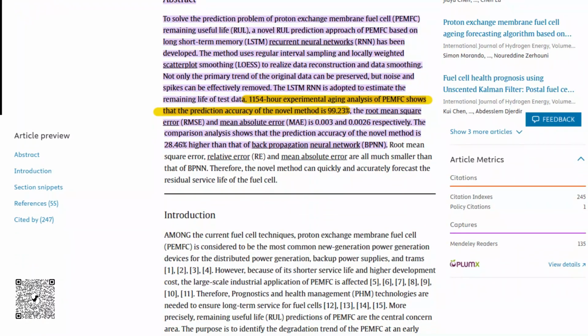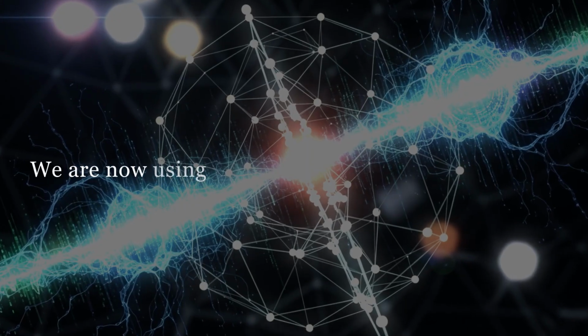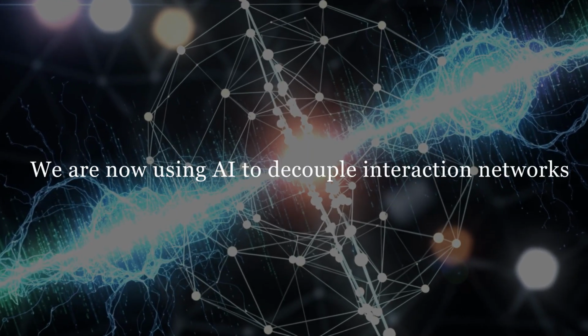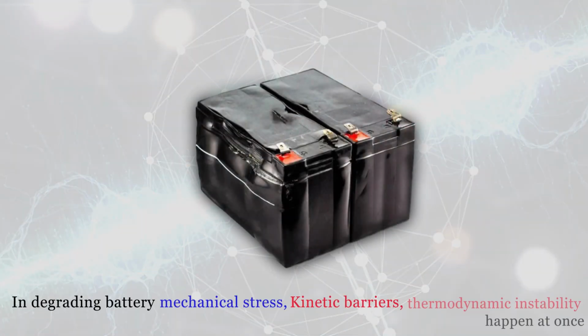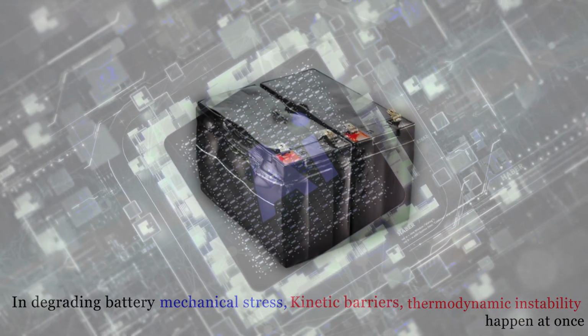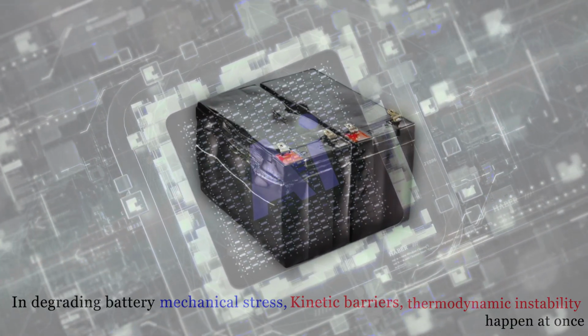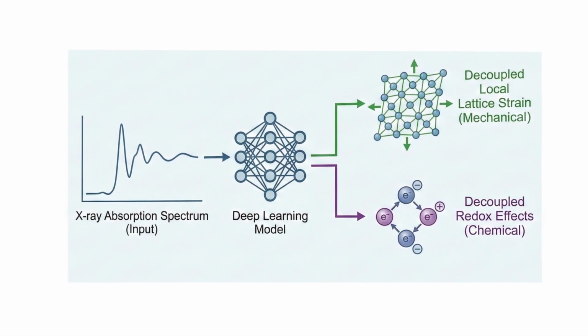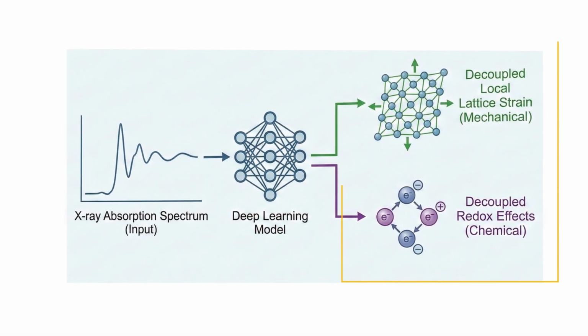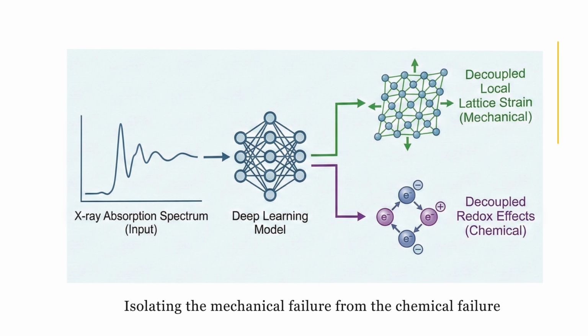But we're going deeper. We are now using AI to decouple interaction networks. In a degrading battery, mechanical stress, kinetic barriers, and thermodynamic instability happen at once. AI models can separate these signals. For example, using deep learning on X-ray absorption data, we can decouple local lattice strain from redox effects, effectively isolating the mechanical failure from the chemical failure.